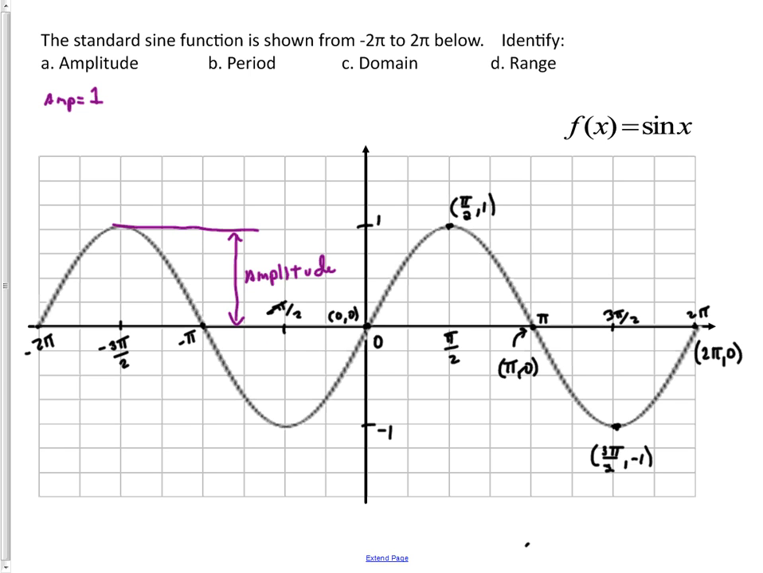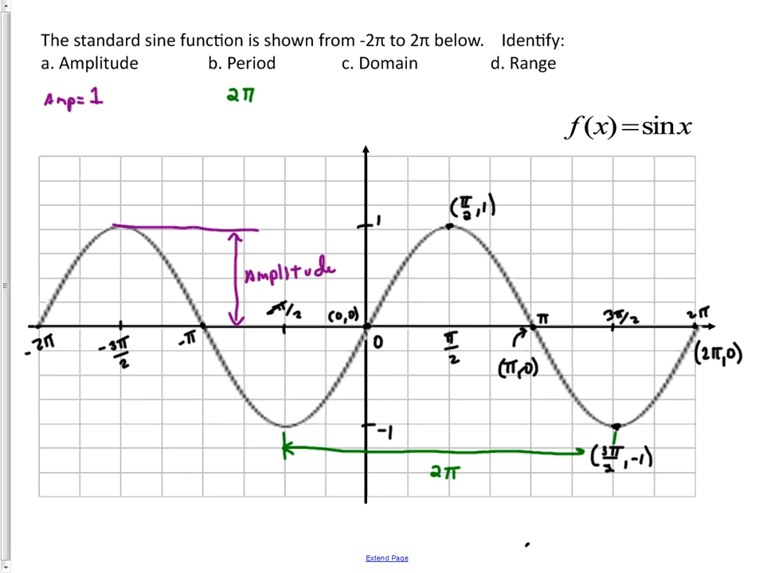Period. A period is defined as the distance along the horizontal position here that it takes us to get from one point to its corresponding point in the horizontal direction. Well, negative pi over 2 to 3 pi over 2, for example, has a distance of 2 pi, which happens to be our period of the sine function.